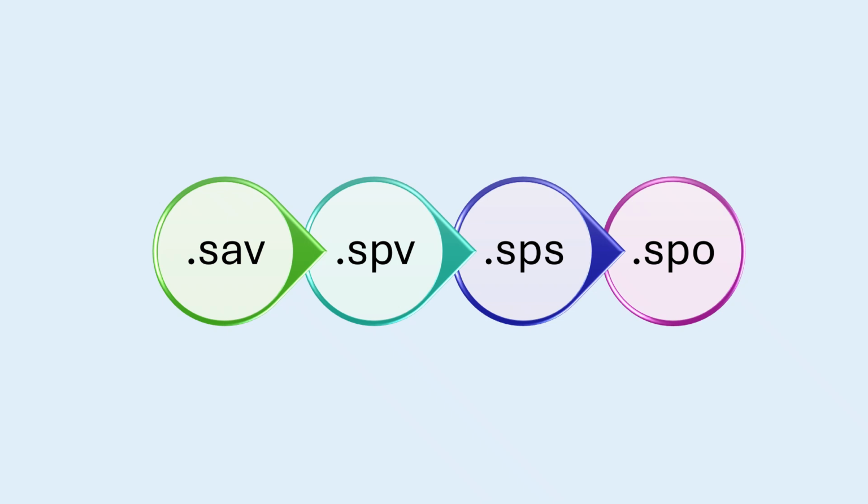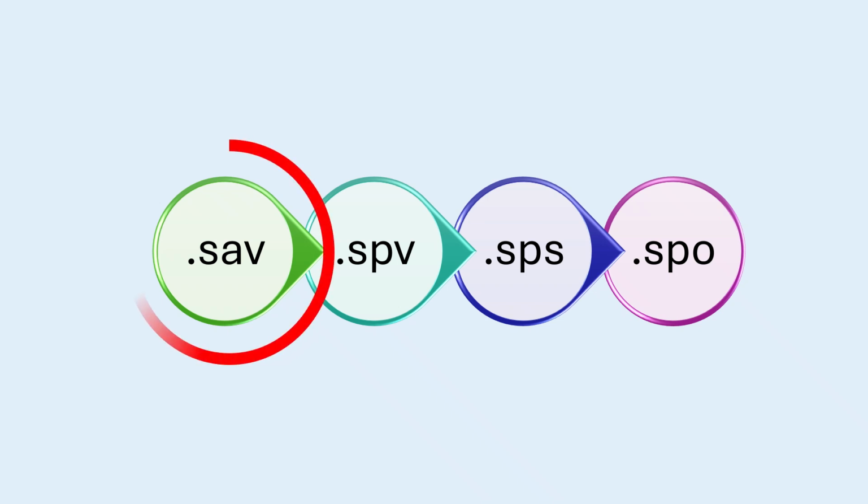SPS format. This is a syntax file. If you write or save SPSS commands, they are stored in this format. It is super useful if you want to repeat the same analysis later. SPO format. This is an old output file format used in previous SPSS versions. You might still see it if you open very old projects.